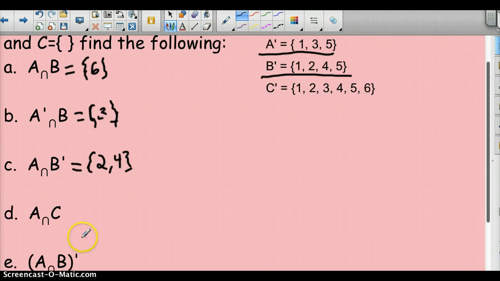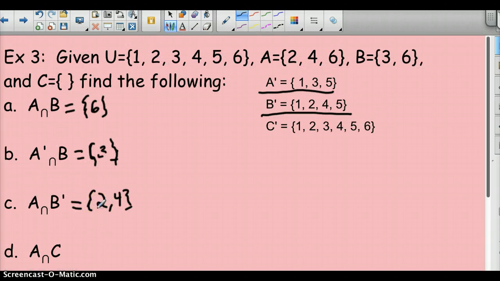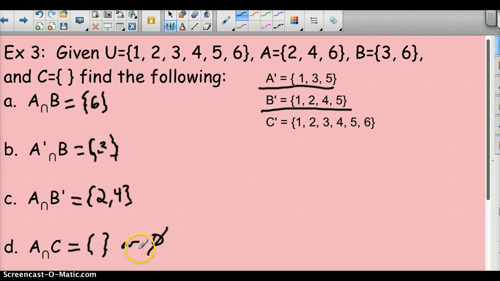Moving on to D. For D, we need A intersected with C. All elements that are common to A and C. Well, if you look at A, it has 2, 4, and 6, but C is the null set. It has nothing in it. So what elements are common to both? There are no elements that are common to both. The answer to this is the null set. Can be written as your empty bracket set, or you could also write it as a 0 with a line through, as the null set.